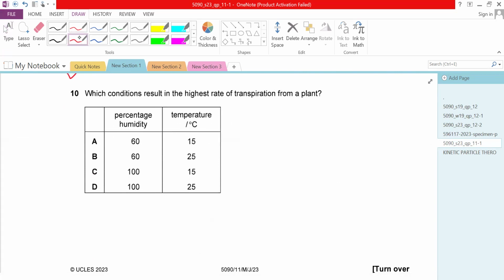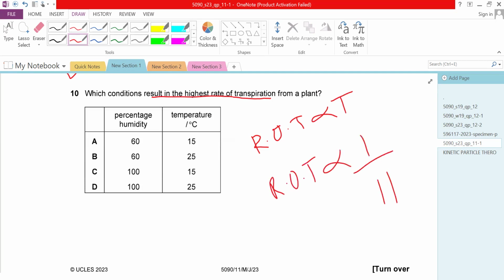Question number 10. Which condition results in the highest rate of transpiration in a plant? Highest rate of transpiration. Okay, the rate of transpiration is directly proportional to temperature, and the rate of transpiration is inversely proportional to humidity. When humidity increases, rate of transpiration decreases. When temperature increases, rate of transpiration increases.